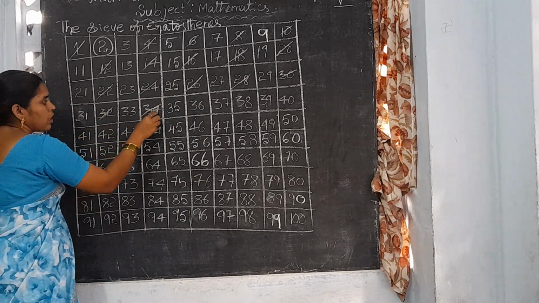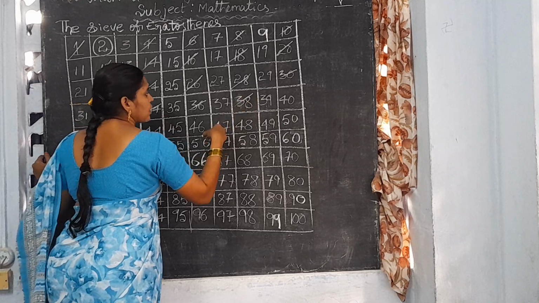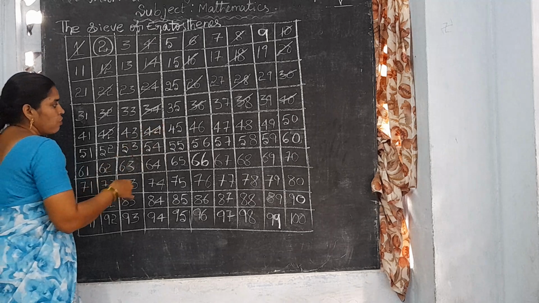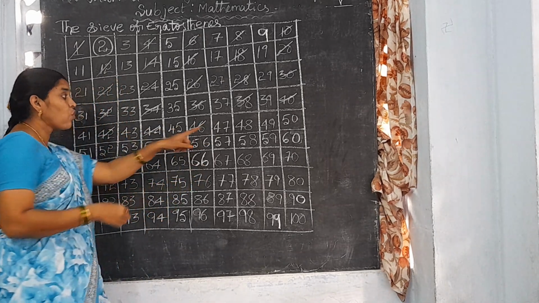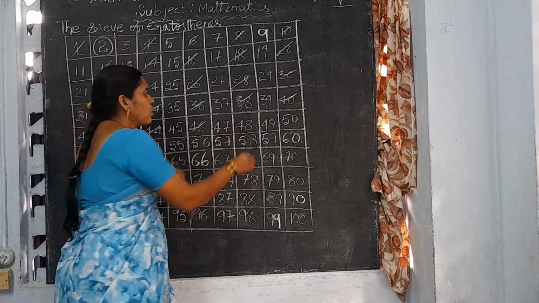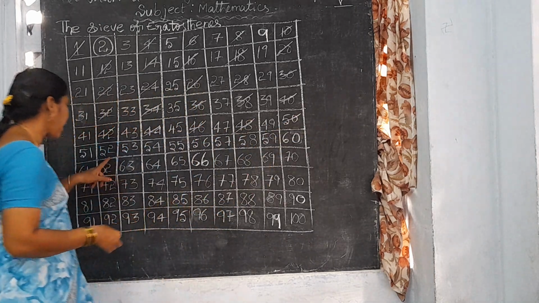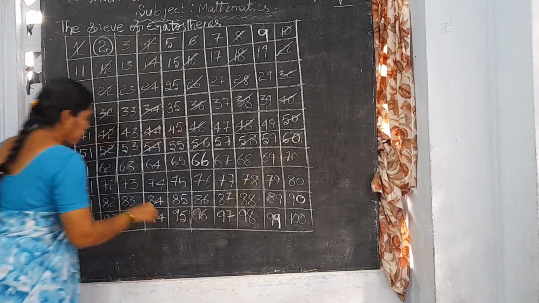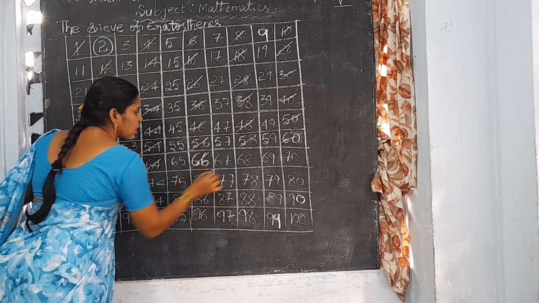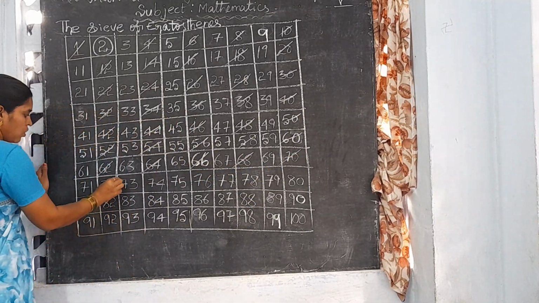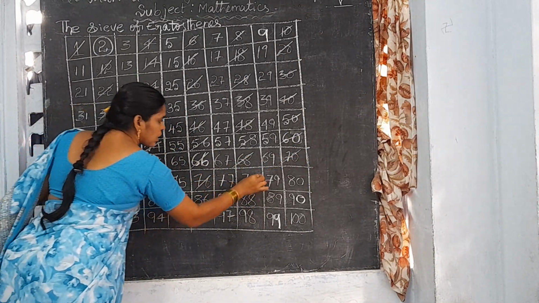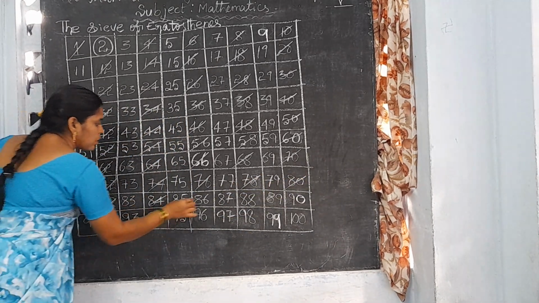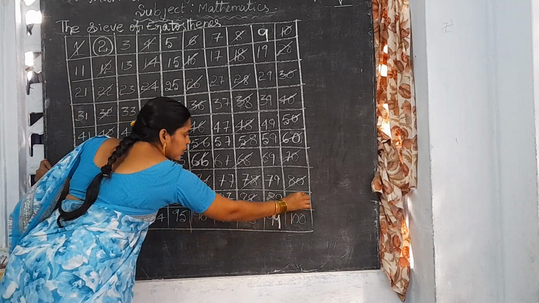Here 2, 4, 6, 8, 0. Again 2, 4, 6. I am checking the ones digits. Is it clear? 8, 0. Again 2, 4, 6, 8, 0, and the same pattern continues.